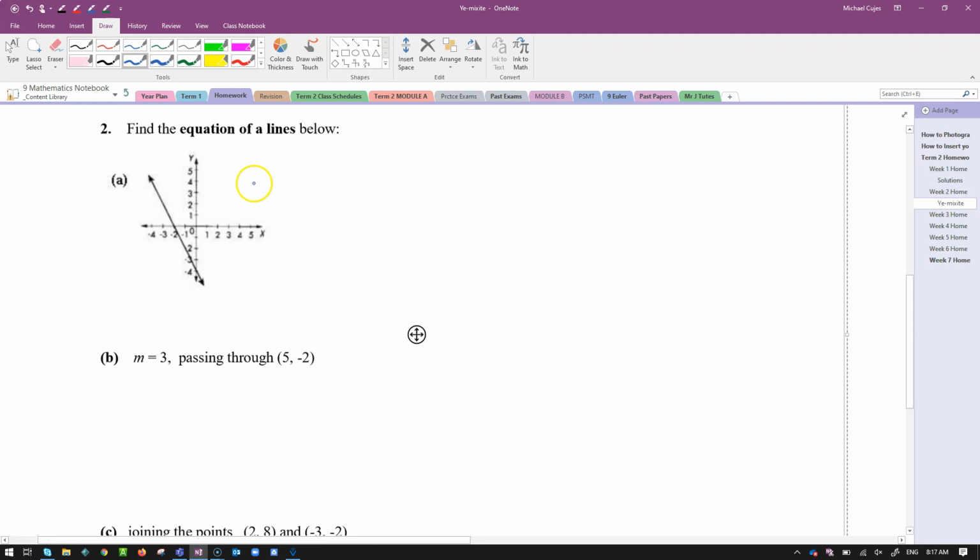All right, this one here. What are the 2 things I need to know? I need to know a gradient. Remember, gradient is a rise divided by a run, or the change in y divided by the change in x. There are 2 points that I can see on the line, negative 2, 0, and 0, negative 4.